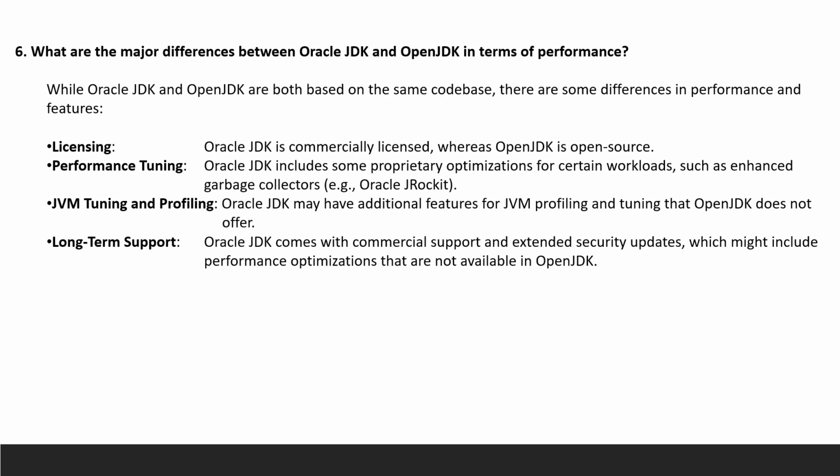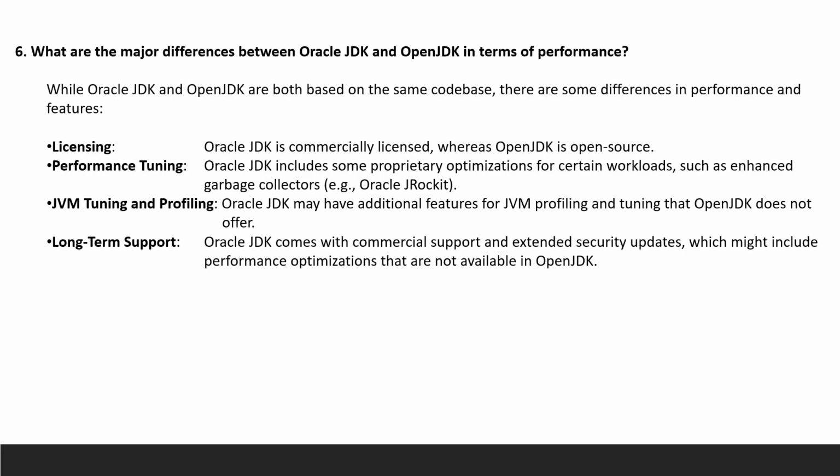Then JVM tuning and profiling. It is very important to understand how our application is performing, so that we can use JVM tuning and profiling. Oracle JDK may have additional features for JVM profiling and tuning that OpenJDK does not offer. So those are the things, and again, for a workaround, we need to rely on a third party if we are using those features in our project.